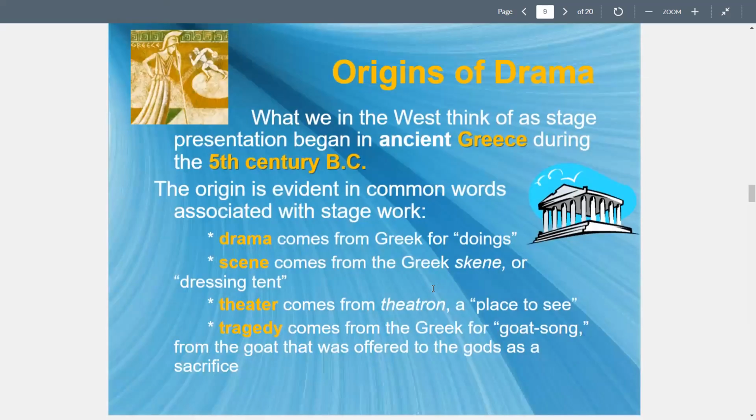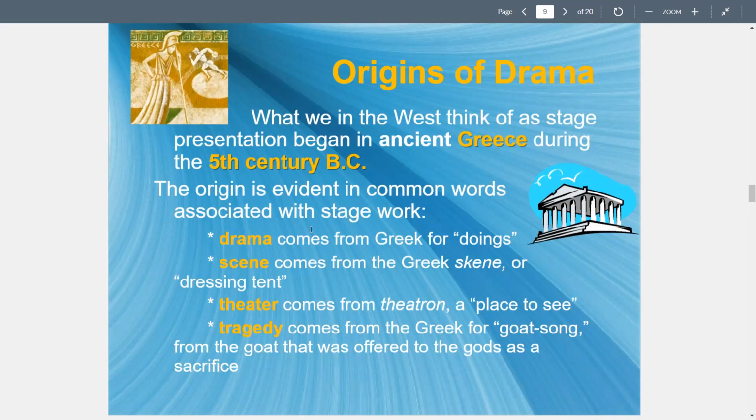So the origins of drama, what we think in the West of its stage presentation, began in ancient Greece from the 5th century BC. There are many other Eastern traditions, especially in Japan, of stage craft, but it's a little bit different than what we do in the West. The origin is evident in common words that we have associated with stage work.